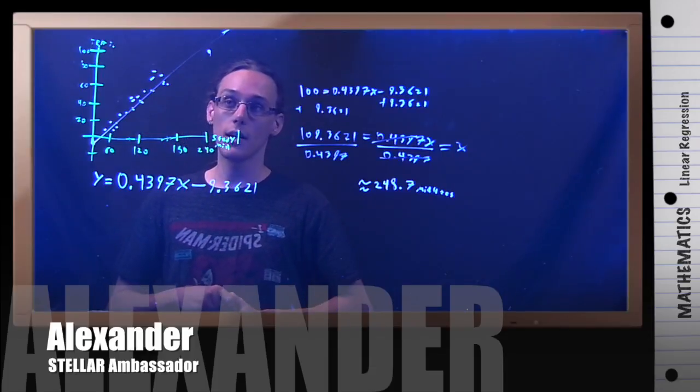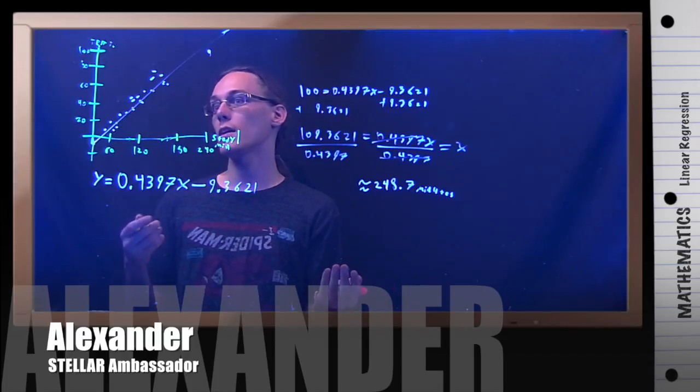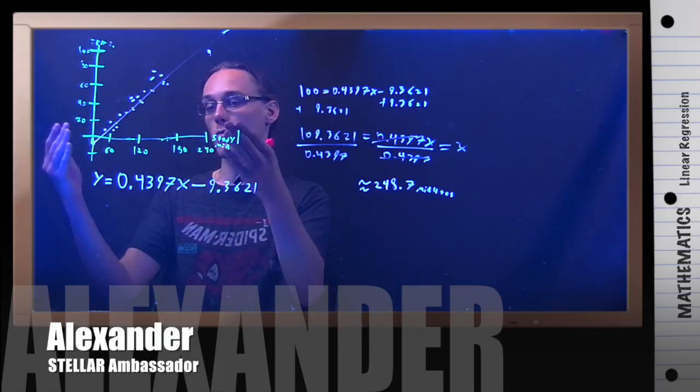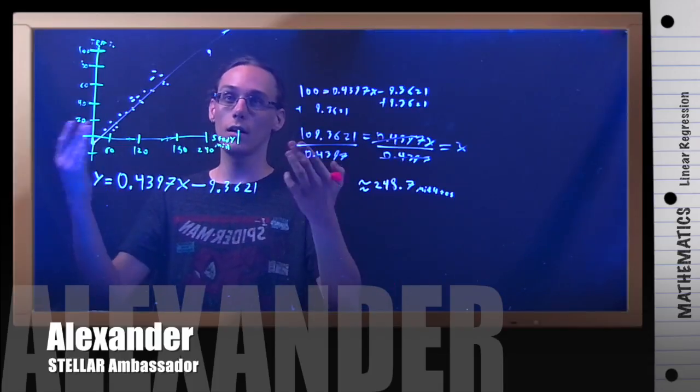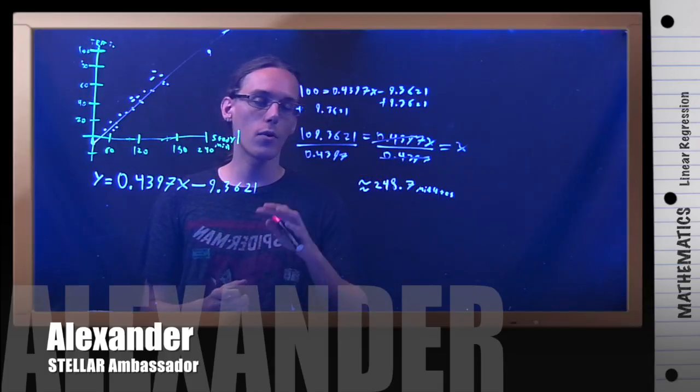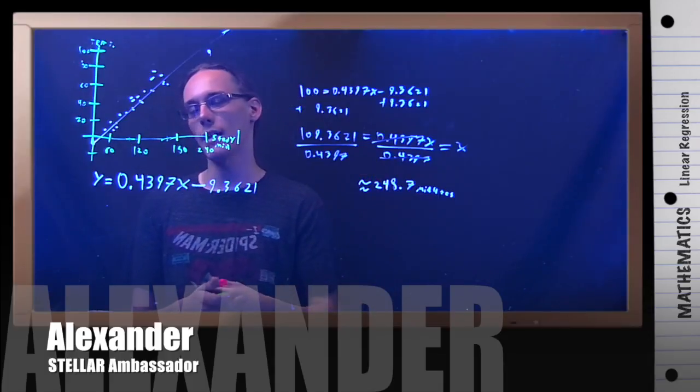So there we go. This example was just asking, how long do you have to study to get 100 on this test, given the information so far and the linear regression equation? Well, if you just study 248.7 minutes, you get that 100. And that is this example.